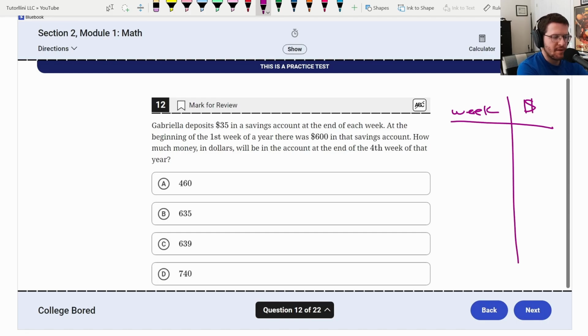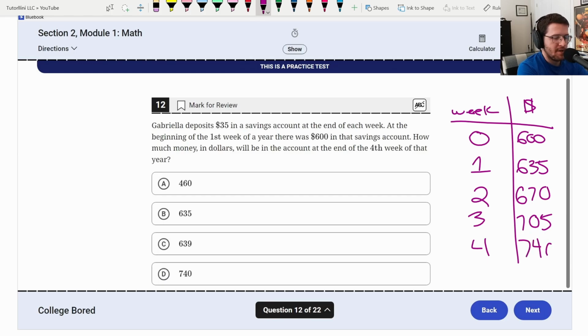So at the beginning of the first week, in other words, at the end of the 0th week, she has $600, and then she's depositing 35 each week. Okay, so that's one. At the end of the first week, she has 635. At the end of the second week, she has 670. At the end of the third week, she has 705. And then at the end of the fourth week, if I add 35 again, she has $740. And that is answer choice D.